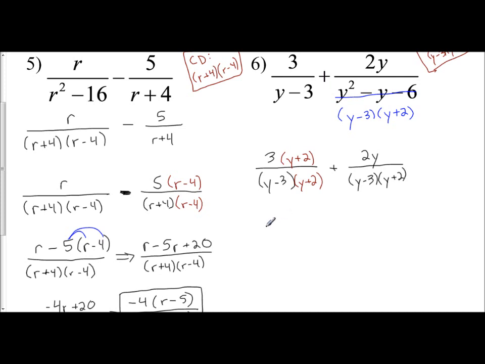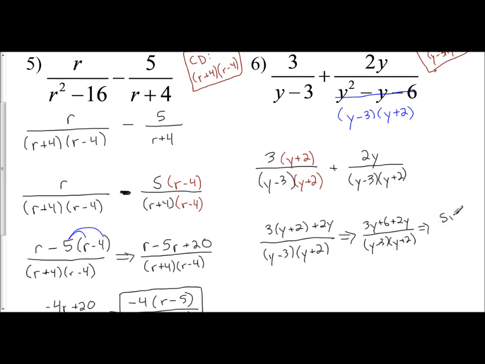You can rewrite it as 3 parentheses y plus 2 plus 2y over your common denominator of y minus 3, y plus 2. And then distribute to get 3y plus 6 plus 2y on the top. The bottom stays the same as y minus 3 and y plus 2. And then combine your like terms. You get 5y plus 6 over y minus 3, y plus 2. And this cannot be factored or simplified any further, so that's your answer.